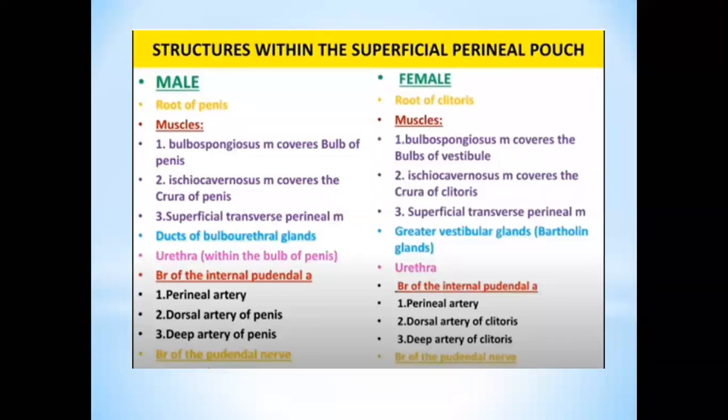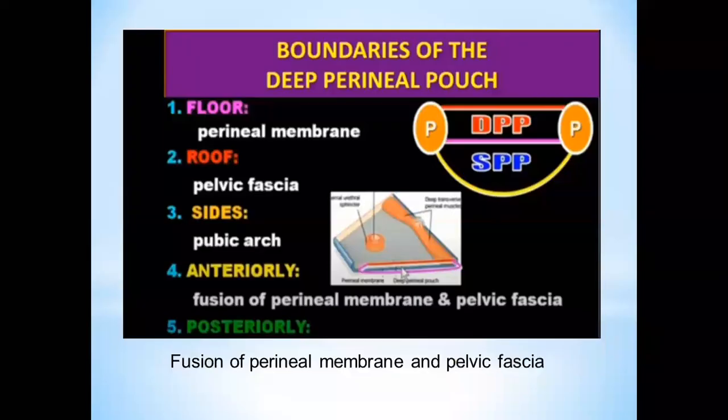These are the structures we find in the superficial perineal pouch. Then we come to the deep perineal pouch. It is deeper to the superficial perineal pouch, and if we go from the superficial aspect, first we find the floor, and it is formed by the perineal membrane again, attached on two sides to the ischial tuberosity. Then the roof is formed by the pelvic fascia.